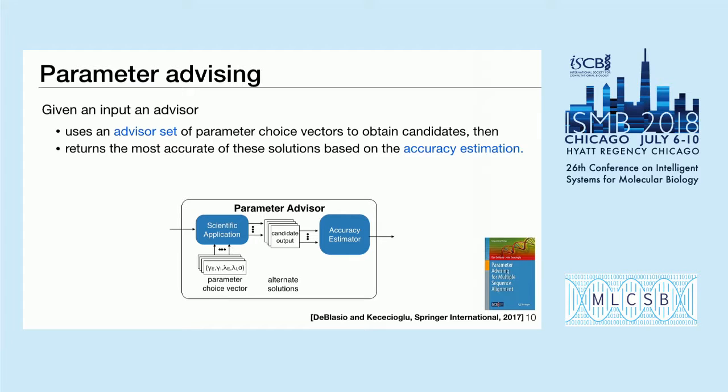Parameter advising is a framework that takes the input that you give it and has embedded in it a set of parameter choice vectors. Each one of these parameter choices assigns a value to each of the tunable parameters in the scientific application that you're using. Using that set, we can have a collection of candidate outputs. These are candidate solutions to your problem that, using some sort of method, you can rank and select the best one. So in a way, a parameter advisor, when you use it, selects the best parameter choice by looking at the output.